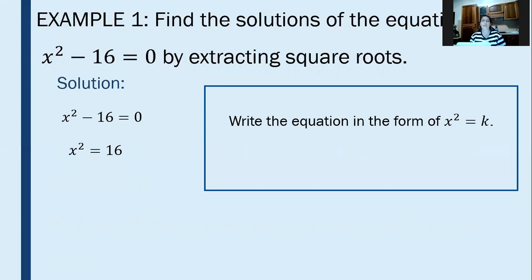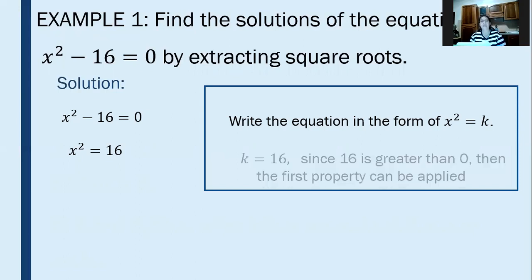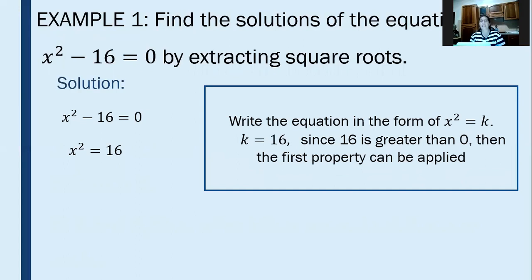The resulting equation is x squared is equal to 16. Then, since k is equal to 16, it is greater than 0, so the first property can be applied. And what is the first property? You have two solutions or roots. Let us see if that is correct.